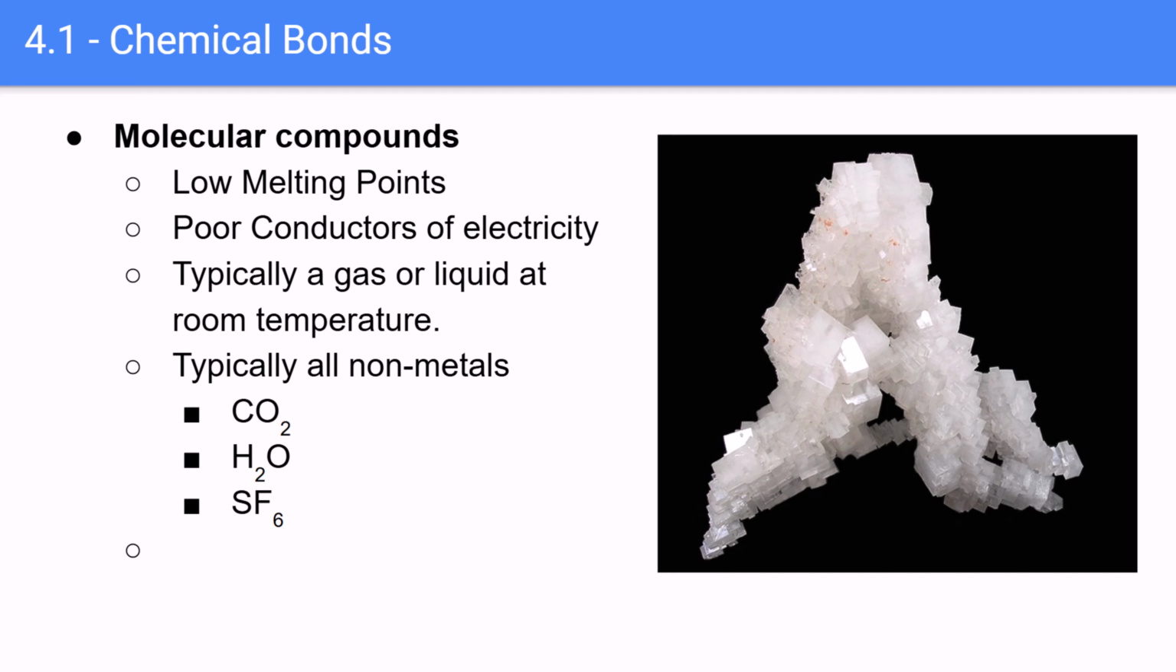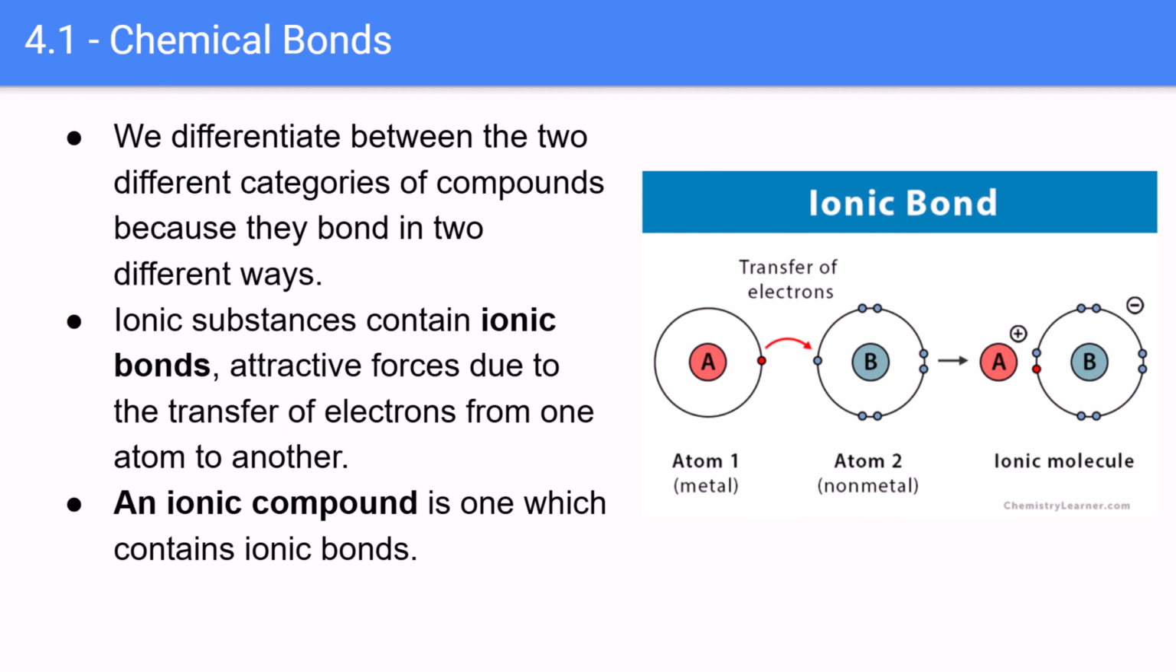So these are things to the right-hand side of the stair step. So things like CO2, H2O, SF6. These are all things that have low melting points. They don't conduct electricity well and are typically a solid or gas at room temperature. We'll discuss more on molecular compounds in a later unit.